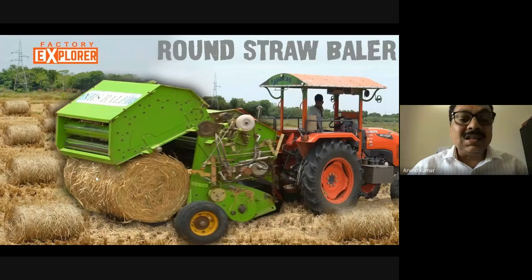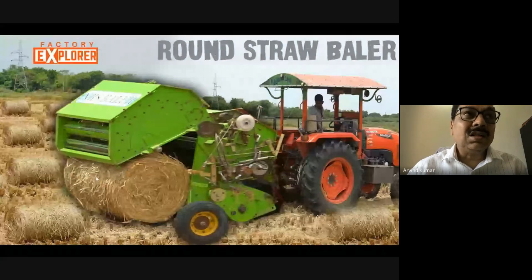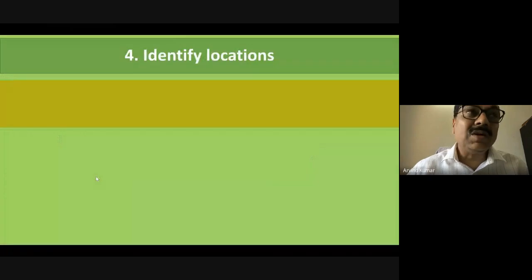This machine is known as a baler. It collects the straw from the paddy field. So when it removes the straw, you can use the happy seeder or zero till drill, by which you can sow the crop.